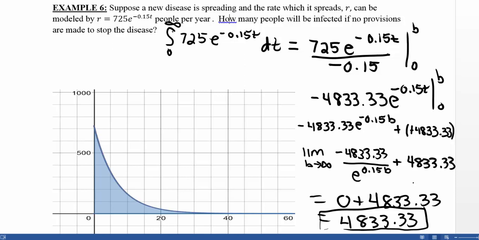Obviously, we know that there's not such a thing as 0.33 of a person. However, this model predicts about 4,833 people will be infected by this disease.